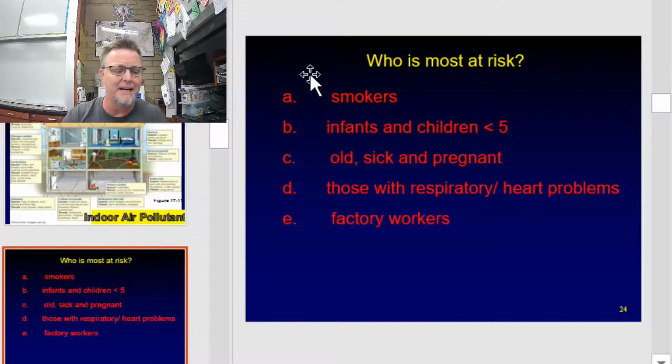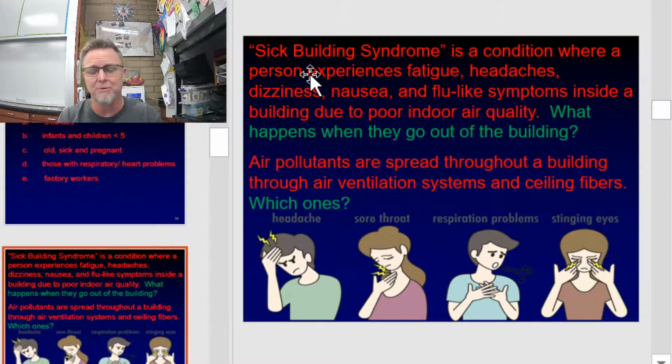One good case to look at with regard to how indoor air pollution can make you feel is this right here. This is sick building syndrome. Sick building syndrome is a condition where a person experiences fatigue, headaches, dizziness, nausea, or other flu-like symptoms when they're inside a building. Now, how do you know the person actually has sick building syndrome instead of the flu? Well, if they go outside and they still feel lousy, then it's probably the flu. If they go outside and they feel better, then it's probably sick building syndrome.